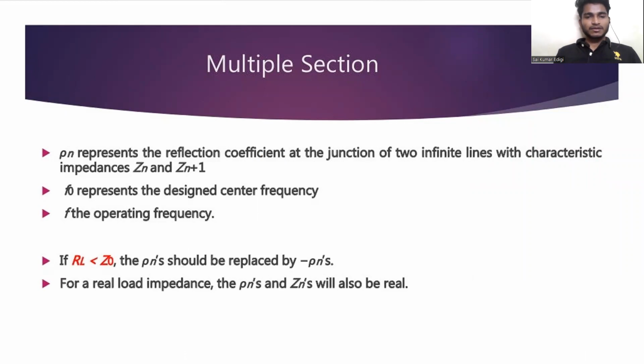Rho n represents the reflection coefficient at the junction of two infinite lines with characteristic impedance Zn and Zn plus 1. F naught represents the designed center frequency, F the operating frequency. If RL is less than Z0, the rho n should be replaced by minus rho n. For a real load impedance, the rho n and the Zn will also be real.